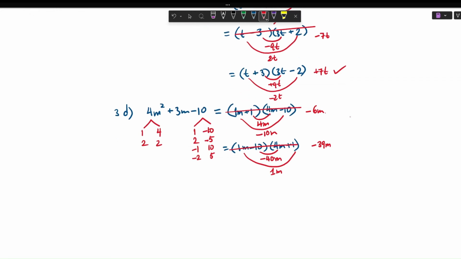Let's try the other combination now with 2 and 5. So 1m, 4m, and then 2 and negative 5. So we have 2 times 4, which is 8m. 1 times negative 1m times 5, which is negative 5m. That is equal to 3m. So that's our correct factorization.